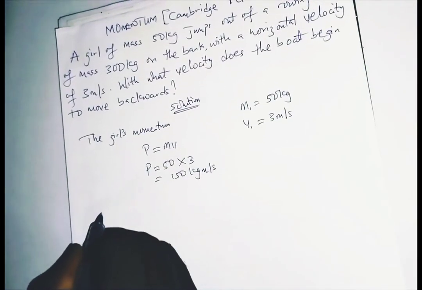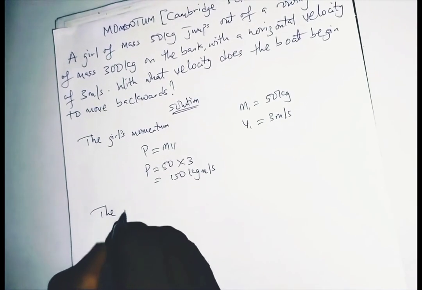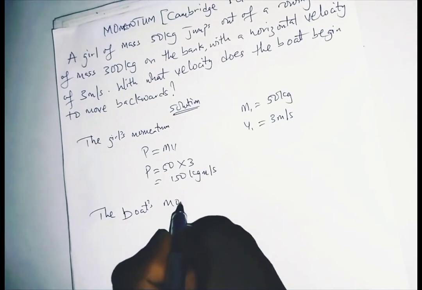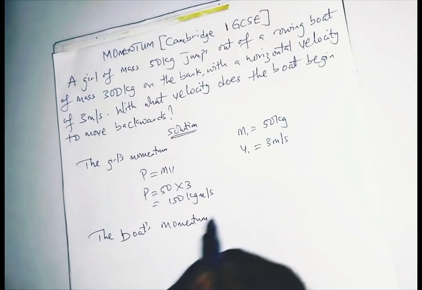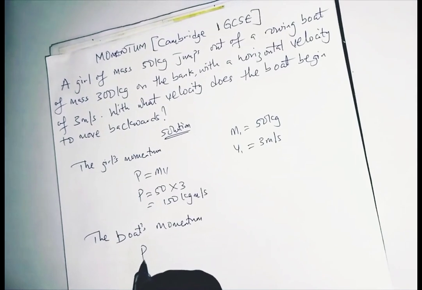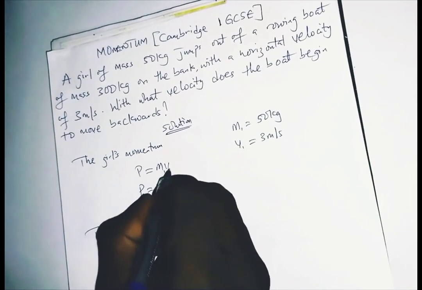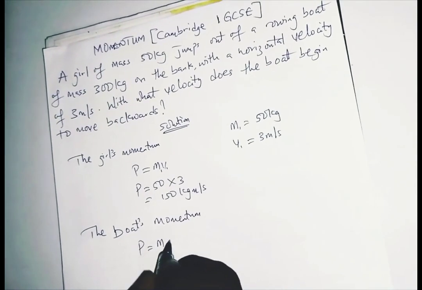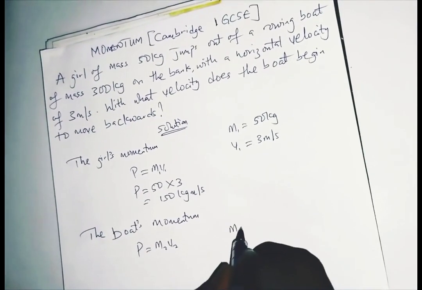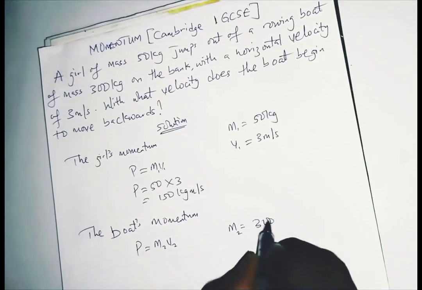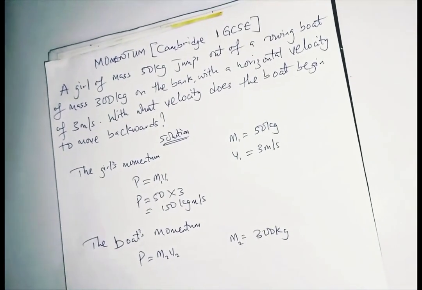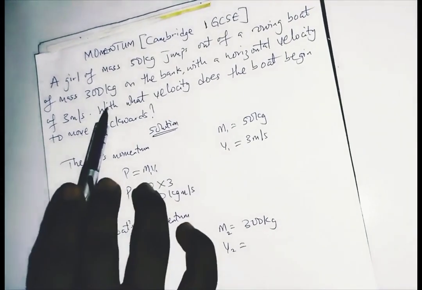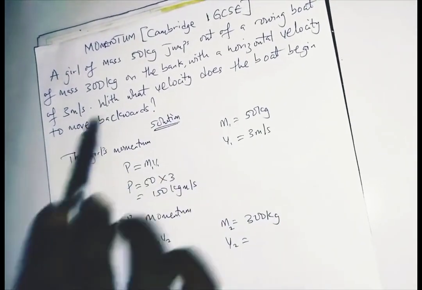Now we need to calculate the boat's momentum also. It's also giving us P equal to m1 v1, and this has to be P equal to m2 v2. Now the boat has a mass of 300 kg, and the velocity is unknown, and that is what we are about to calculate. With what velocity does the boat begin to move backward?